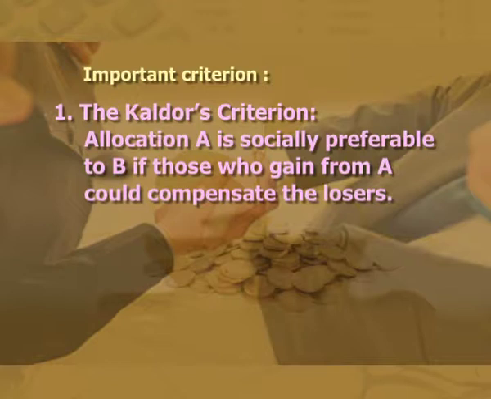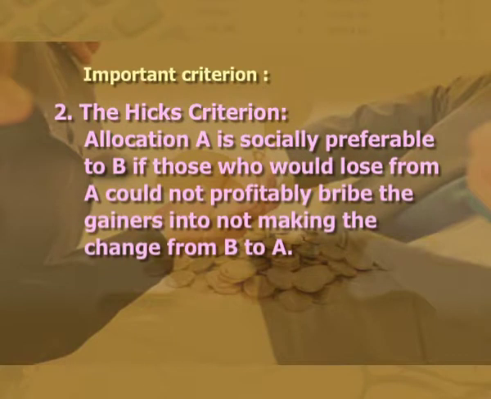But practically speaking, most changes would result in a reduction of someone's utility until and unless some compensation is provided. Three important criteria in this discussion are: first is the Kaldor criterion. Allocation A is socially preferable to B if those who gain from A could compensate the losers. Second is the Hicks criterion. Allocation A is socially preferable to B if those who would lose from A could not profitably bribe the gainers into not making the change from B to A.